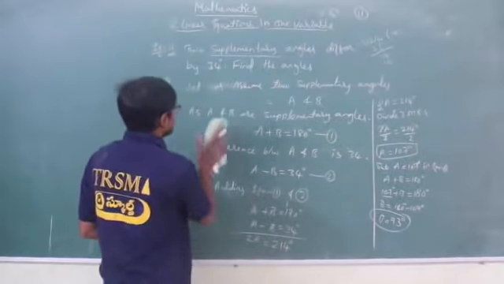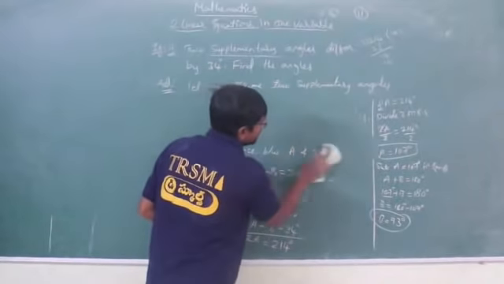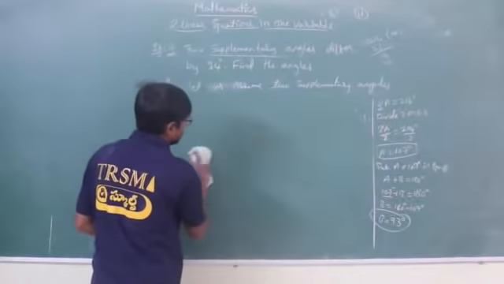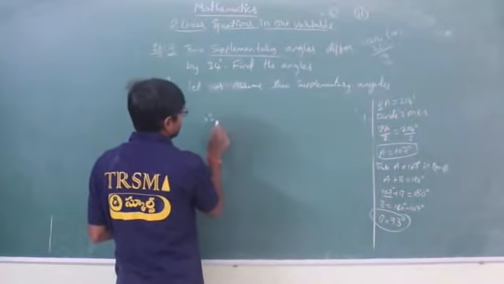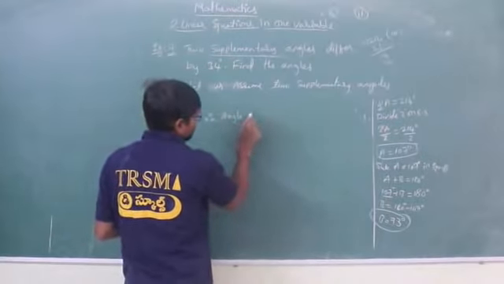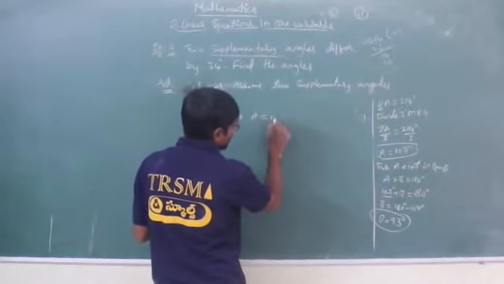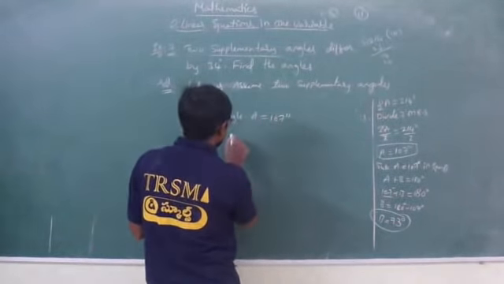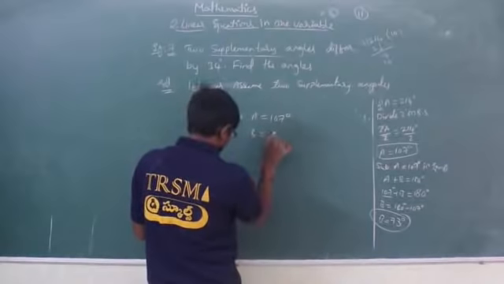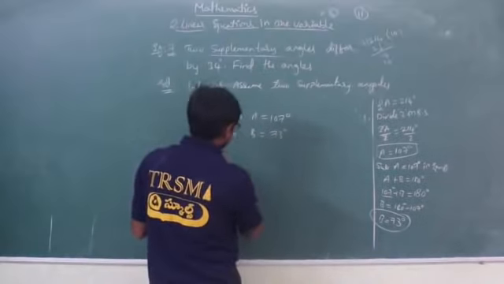So here I am erasing this and I am writing, therefore angle A is equal to 107, angle B is equal to 73 degrees.